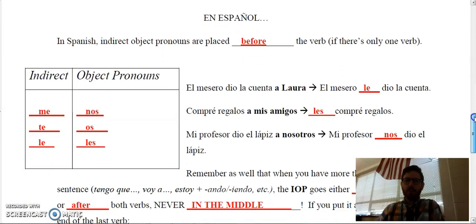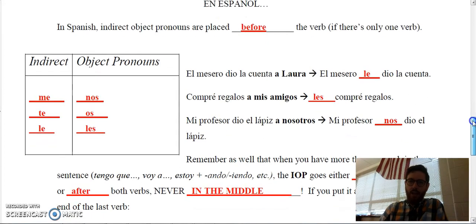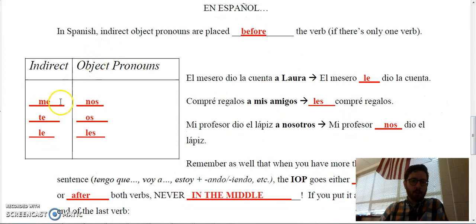So if you flip to the back of your notes, en español, in Spanish, indirect object pronouns are always placed before the verb if there's only one verb. We should be familiar with this because that's the exact same way that direct object pronouns, DOPs, work. Remember, when there's only one verb, they have to go before the verb. And in Spanish, those indirect object pronouns are me, te, le. Le does not change by gender, no matter whether it's a he or a she, it's le. Nos, os, if you care about vosotros. And les, which again does not change by gender. If it's more than one person, it will always be les, no matter the gender.